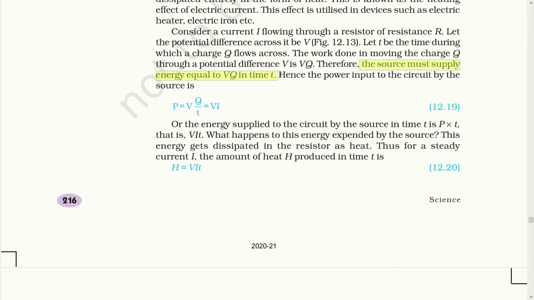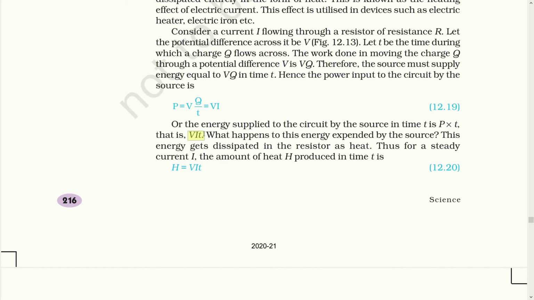Let's say for some time t, the potential difference V moved Q charge across the given conductor. Hence, the power input to the circuit will be P is equal to VQ upon t. Q upon t is none other than the formula for current. So, it will become P is equal to VI. That means the power consumed by the electrical appliance is equal to voltage into current. The energy supplied to the circuit by the source in time t will be P into t, that means V into I into t.